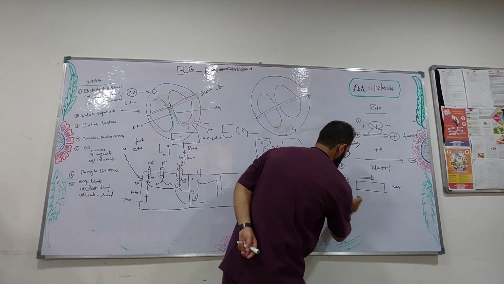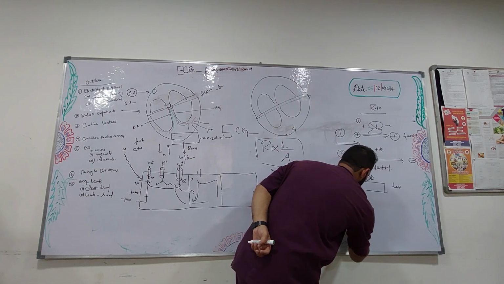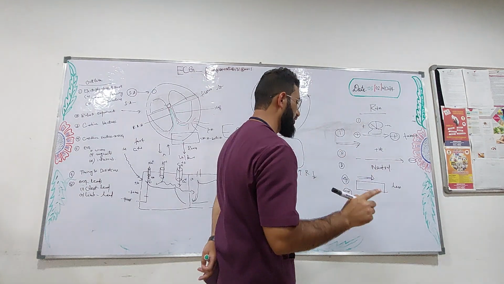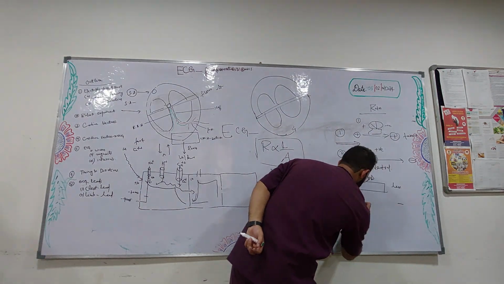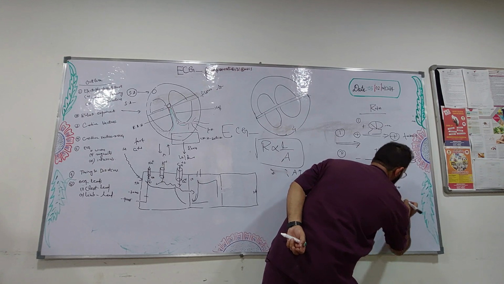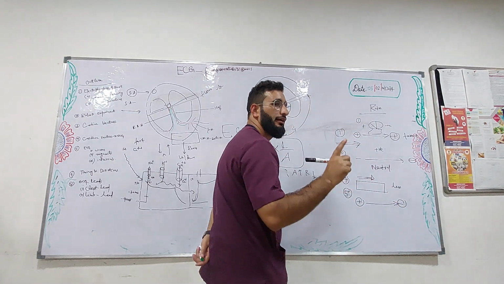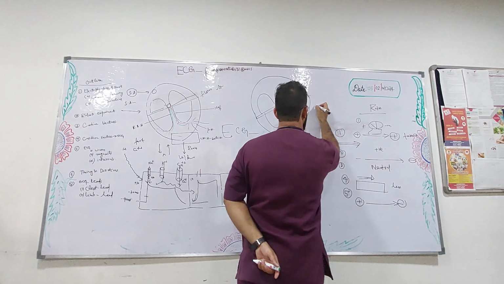Rule number 5: when there is movement of a cation or anion towards the opposite side of the electrode. For example, this is the positive charge, and it moves towards the negative end of the electrode. The deflection will be negative. That is the 5th rule.